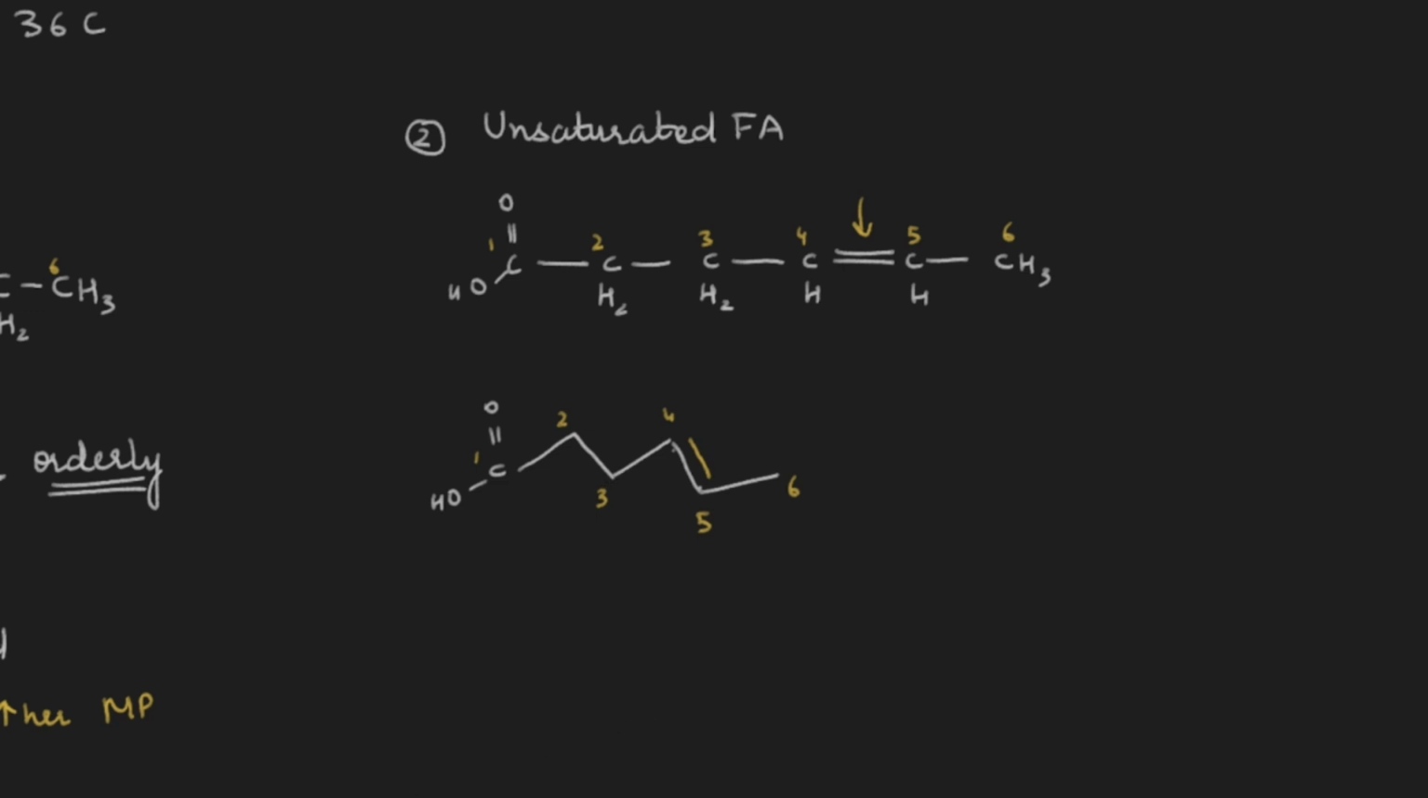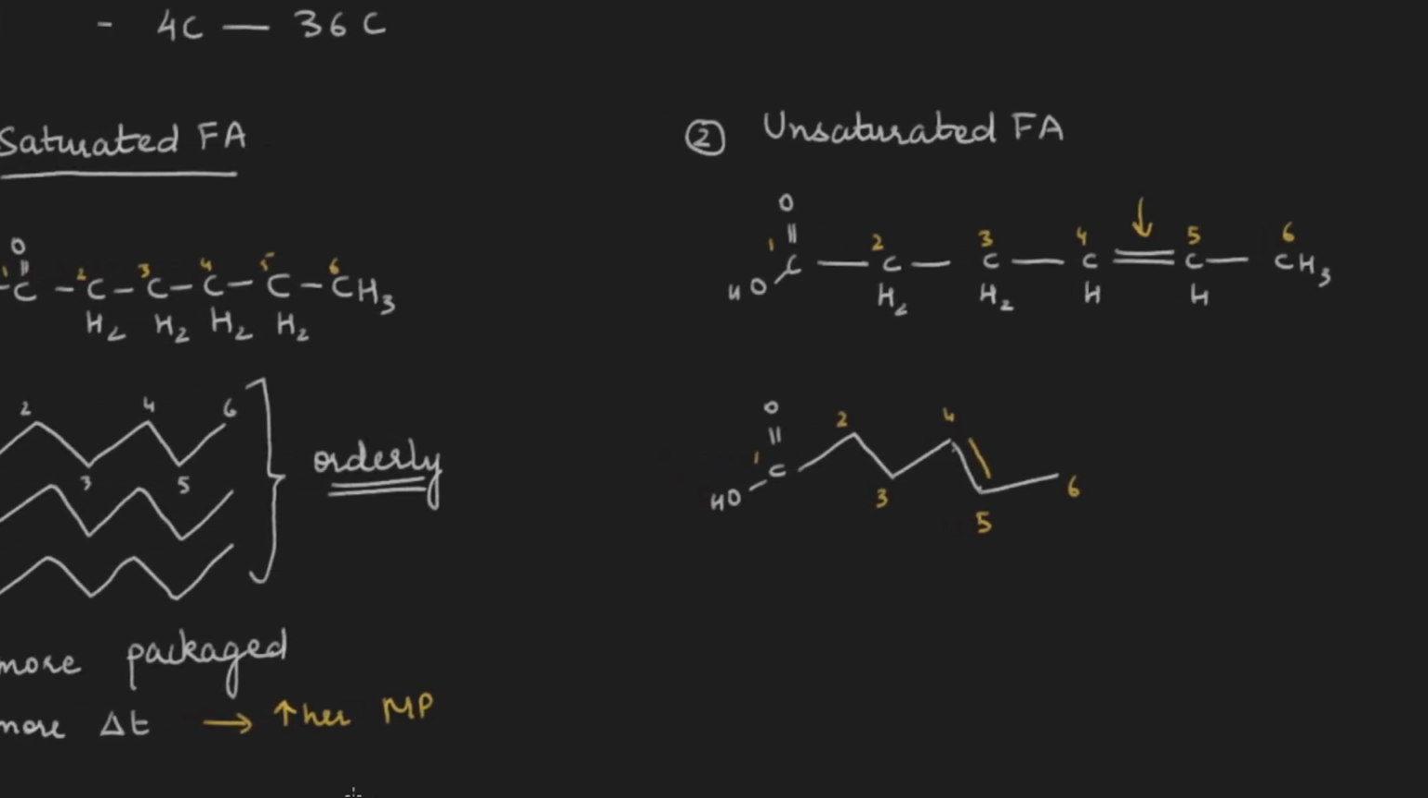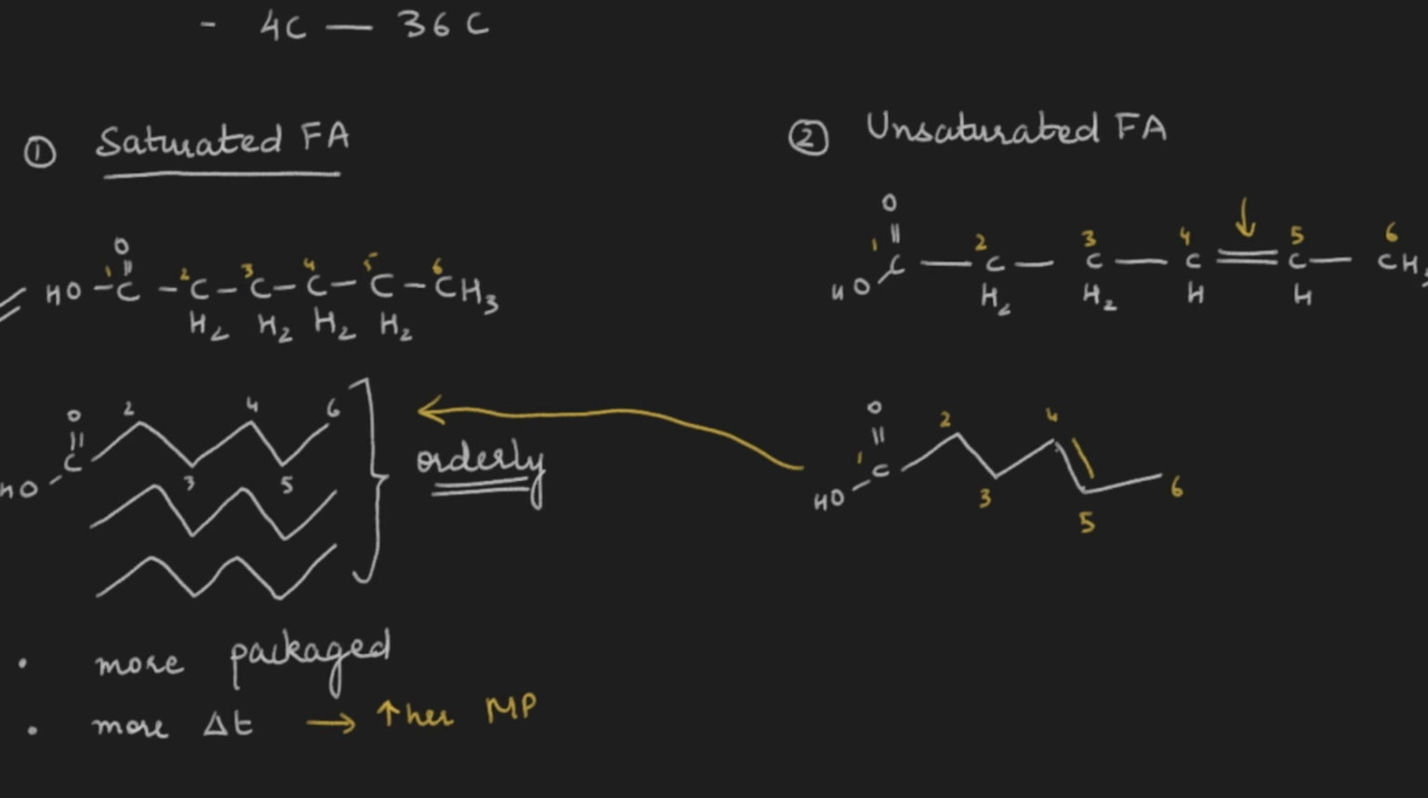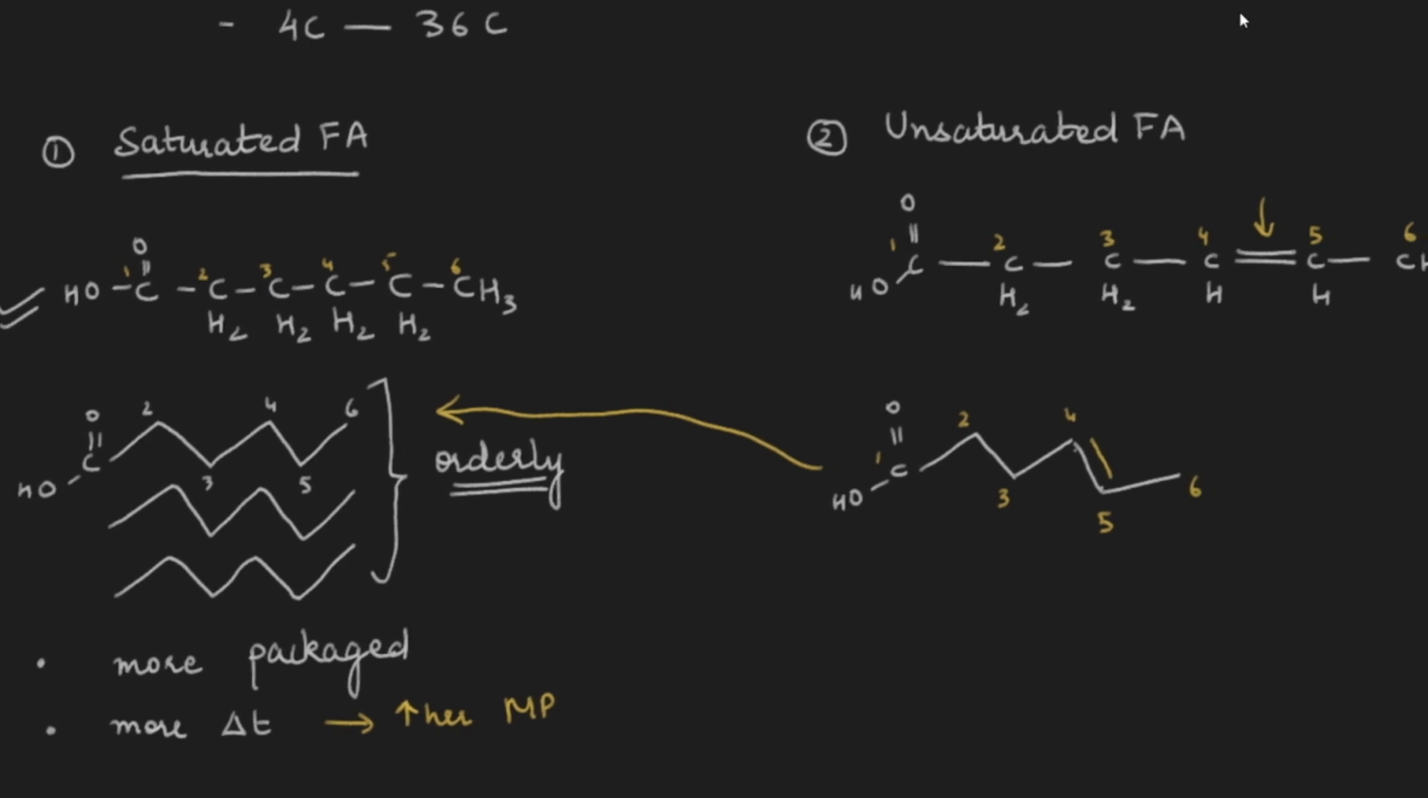If we compare this structure with this structure, you see that there's a little bit of difference. And this difference arises because of the presence of this particular double bond. The presence of this double bond here in this unsaturated fatty acid gives a kink in the structure. So the structure is not linear, but it is a bent structure.